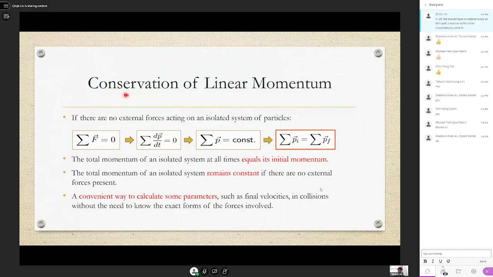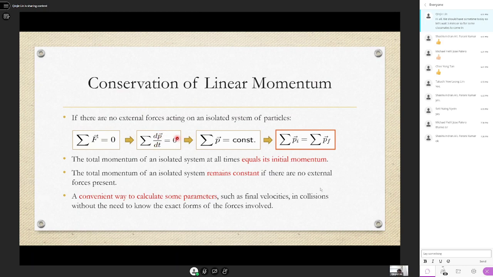Now we come to a very important concept, conservation of linear momentum. This is very similar to conservation of energy. It's the same kind of concept. Whatever is at the start must be the same as at the end. But now we're talking about momentum. If there are no external forces acting on the particles, an isolated system of particles, it means the summation of F equals 0. And since the summation of F is dP over dt, remember Newton's second law is the rate of change of momentum, we can write it also in this manner.